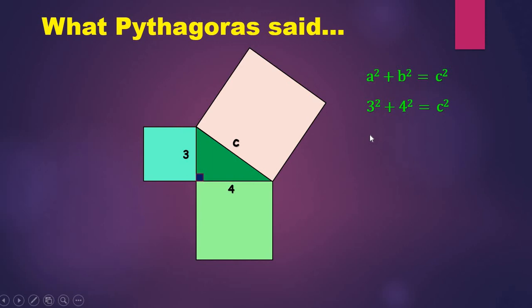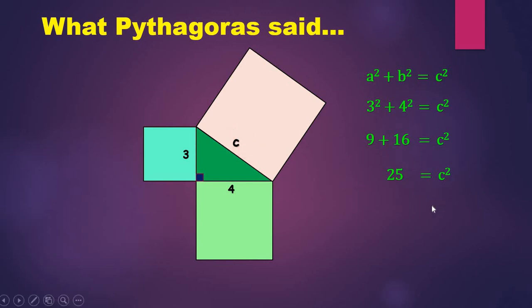3 square equals 9 and 4 square equals 16. The total is equal to c square. The total of 9 and 16 is 25. Thus, c square is equal to 25. We are not looking for the value of c square, but the value of c, which is the length of the hypotenuse here. Then, can you suggest how to find the value of c? Pause the video and think.